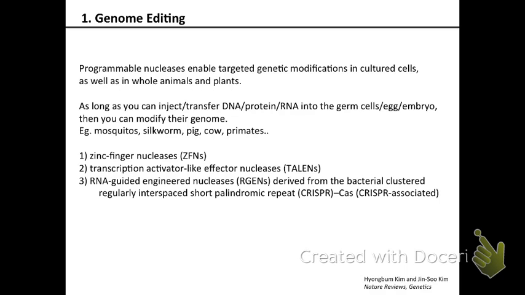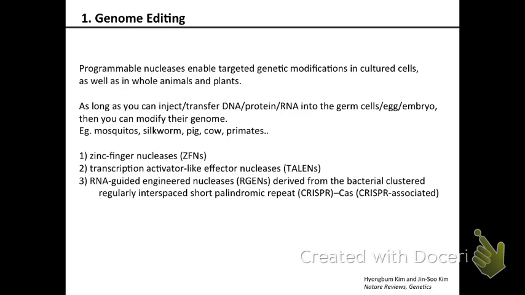How we do this is we use programmable nucleases that enable targeted genetic modifications in culture cells as well as whole animals and plants. So as long as you can inject and transfer DNA, protein, and RNA into the germ cells, eggs, or embryos, then you can modify their genome. Okay, so that's the only thing you should be able to do. If you can do this in any organism, you could change it.